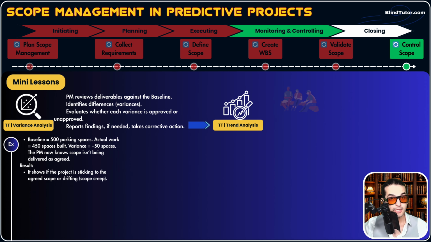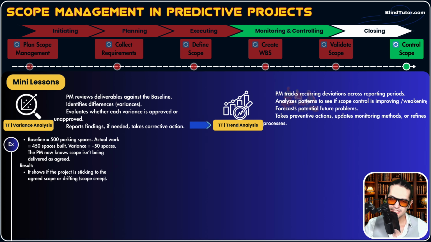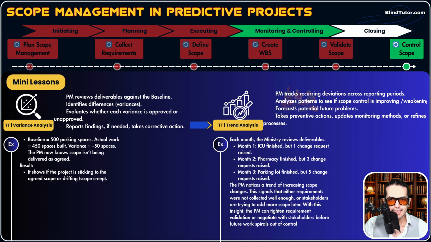Now, let's talk about the application of trend analysis in control scope. It has 4 steps, guys. Step number 1, you, as a PM, track recurring deviations or unapproved changes across reporting periods. For example, let's have an example too. Each month, the ministry reviews deliverables. For month 1, we have the ICU finished, but 1 change request raised. For month 2, we have the pharmacy finished, but 3 change requests raised. For month 3, we have the parking lot facility finished, but 5 change requests raised.